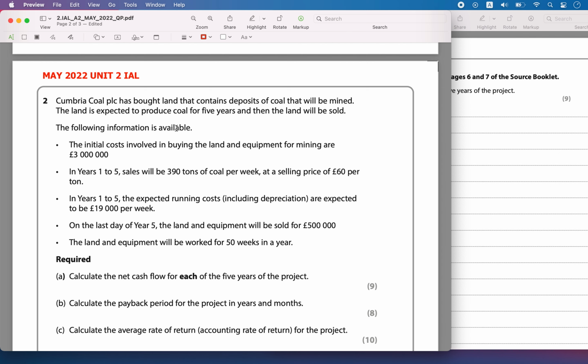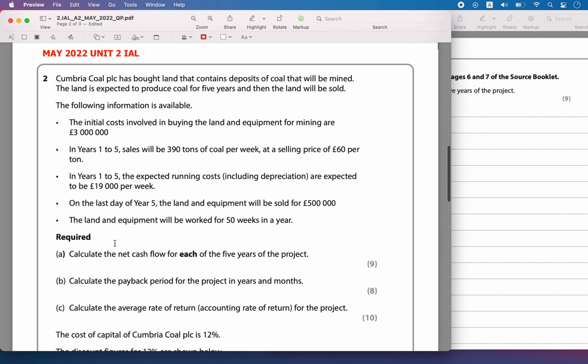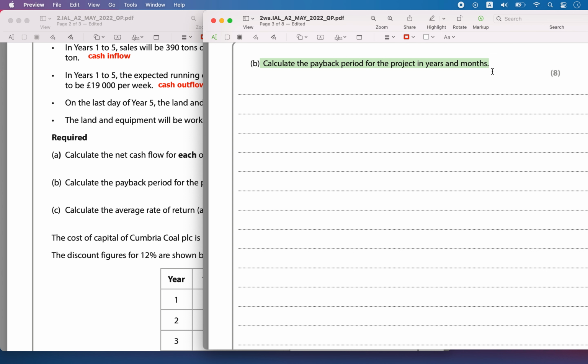The information includes the initial cost of the land, the depreciation, and the sale proceeds they will get from that land. The next question, part B, is to calculate the payback period for the project in years and months. So what will be the payback period for the investment? How many years will it take to pay back the initial investment, in terms of years and months?